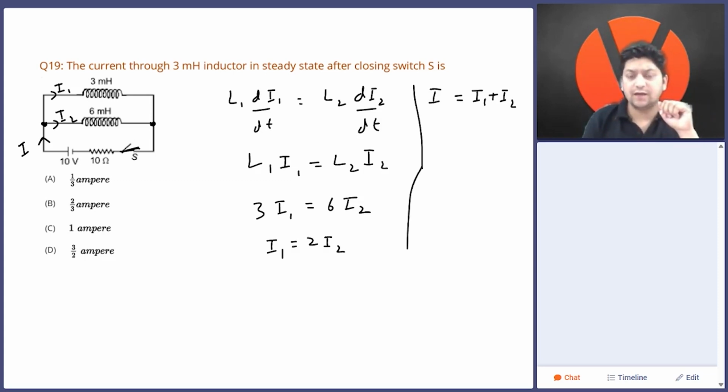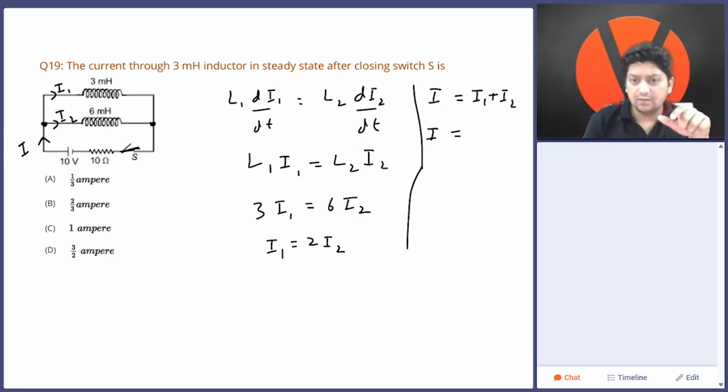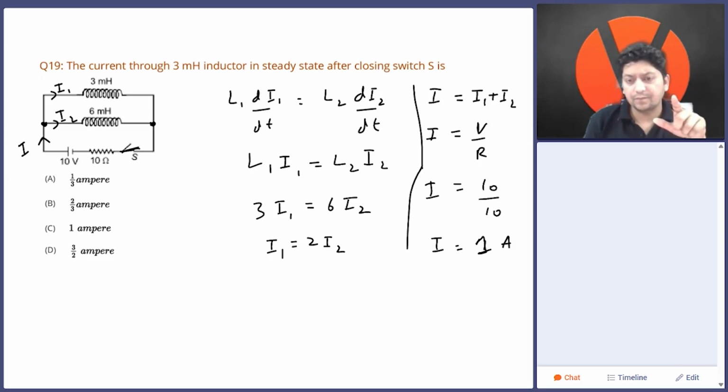Okay, that's fine. Now, what will be the value of I? I will be how much? See, as both the inductors are nothing but in steady state will act as connecting wires only. So the current will be nothing but voltage upon resistance, and voltage is 10 and resistance is also 10 ohm, so current has to be equal to 1 ampere, right? Now what we need to figure out? We need to figure out I1, right? The current through 3 millihenry inductor.